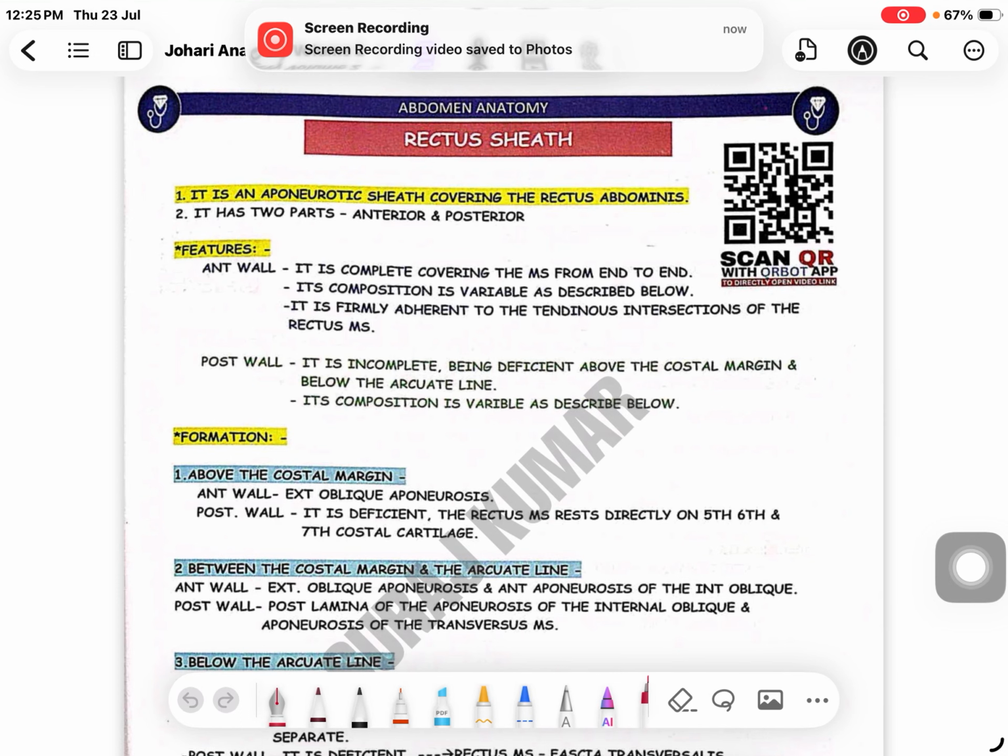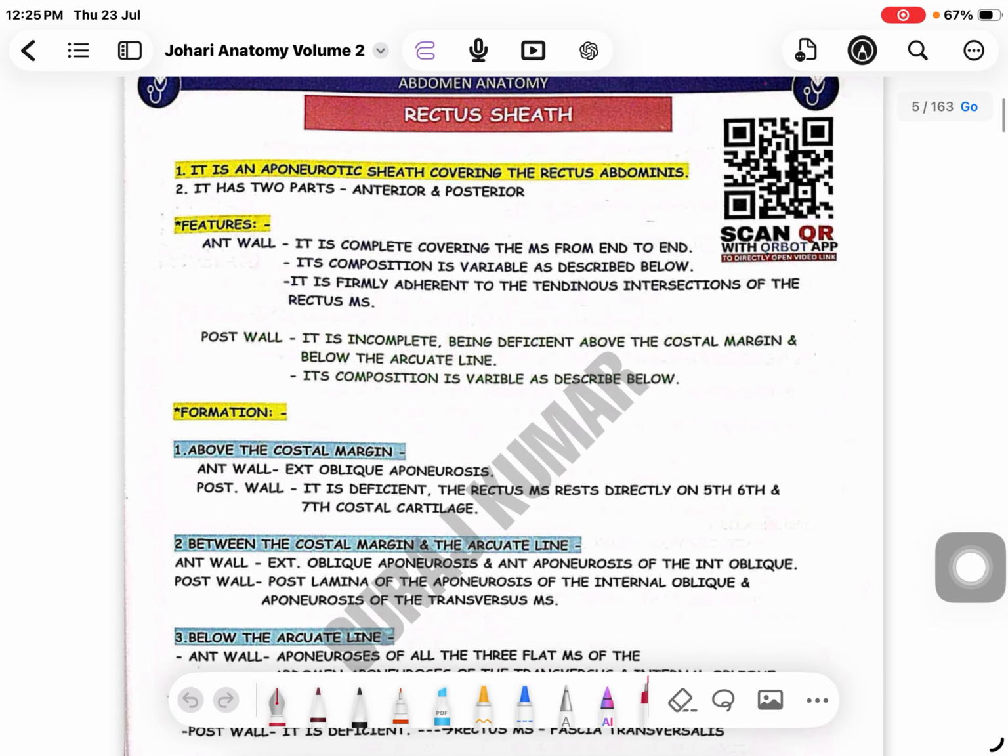So here's the abdomen. We are starting here. Then the rectus sheath. It's an aponeurotic sheath covering the rectus abdominis muscle. The rectus sheath covers the rectus abdominis muscle, and it has two parts, anterior and posterior.